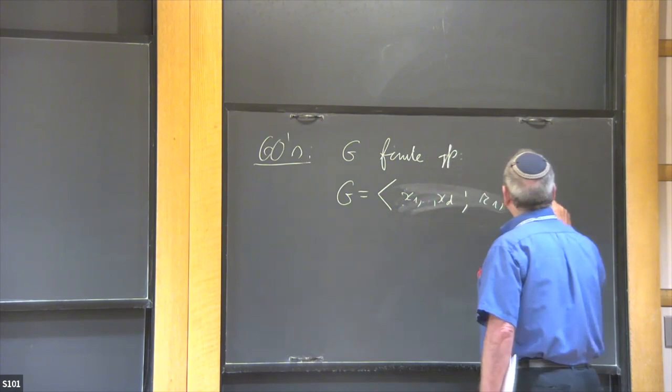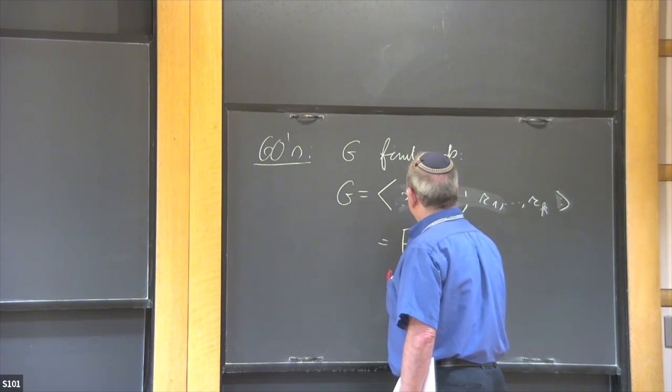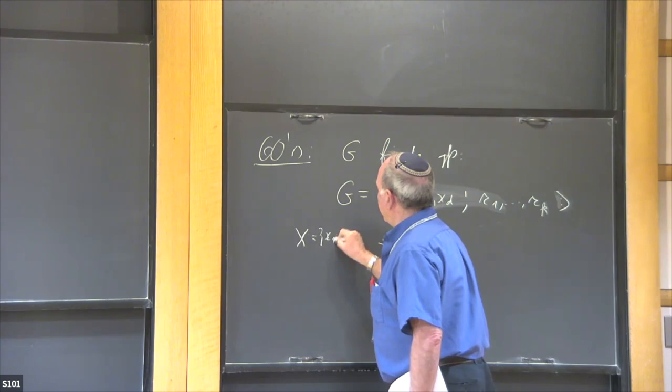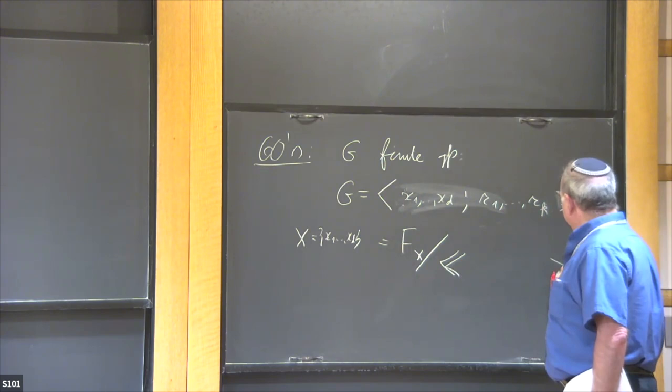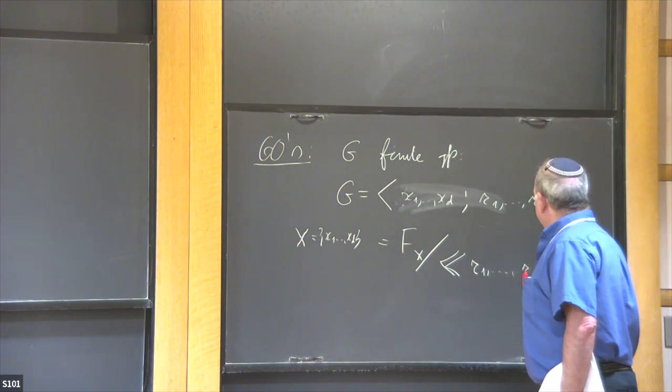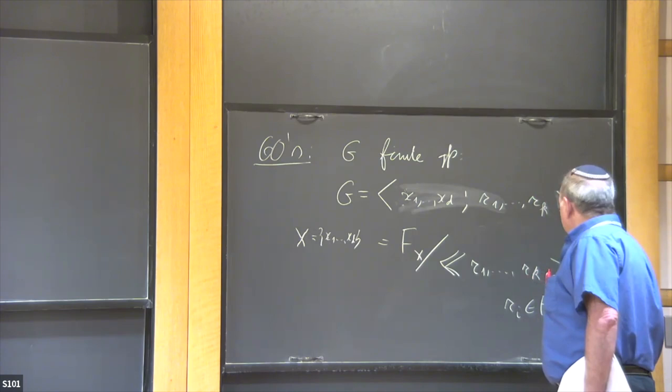So this means that we take the free group on X, and we divide it by the normal closure, which I like to write as a subgroup generated by something with brackets, the minimal normal subgroup generated by them, where these are elements in the free group. So in the free group on the generators in this F(X), right? So this is a presentation.